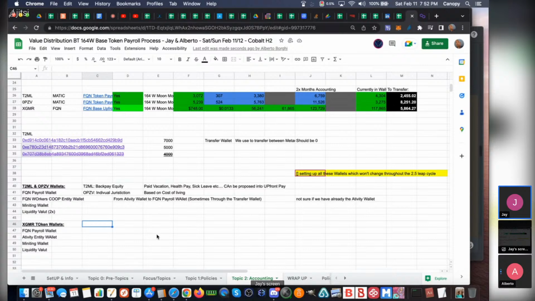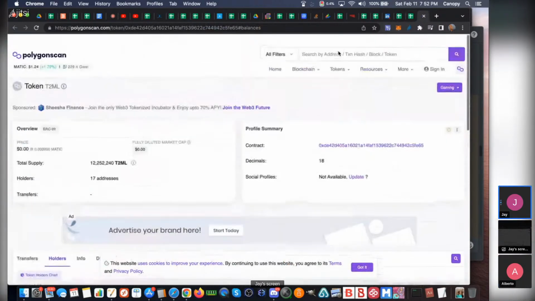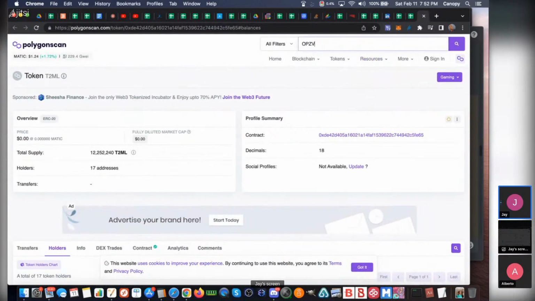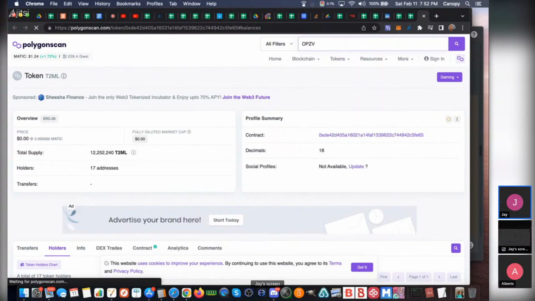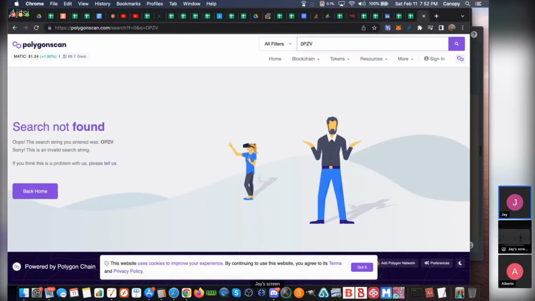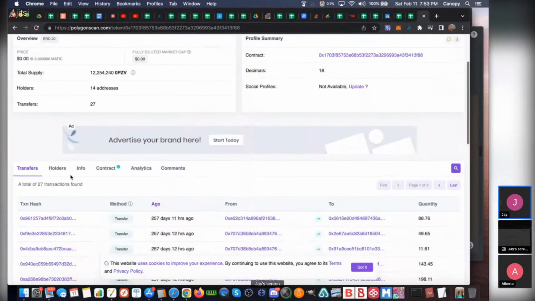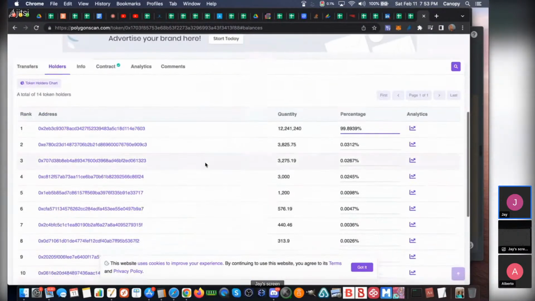Yeah. I mean, we already have the minting wallet, the liquidity vault, and so the next payroll wallet is OPZV. So if I go in here to OPZV, the token should pop up. Why is it popping up? Search not found. Oh, it's 0OPZV. There it is. Okay, OPZV, 14 addresses. We go to the holders. We take a look, see what we got.